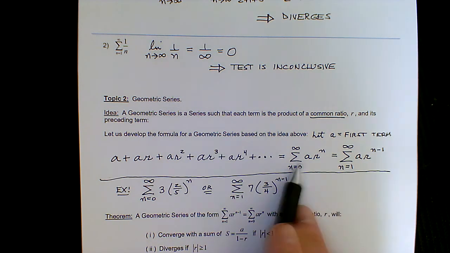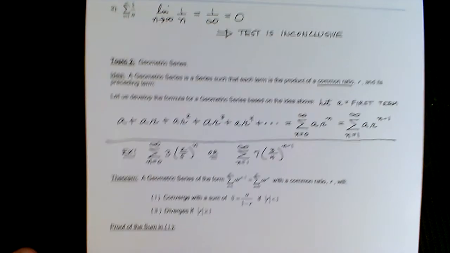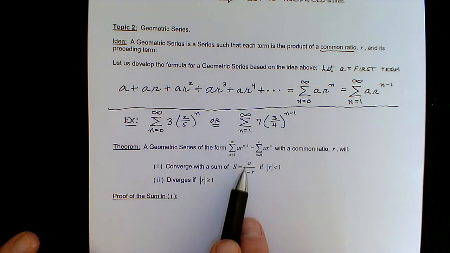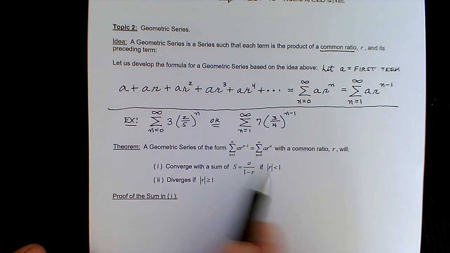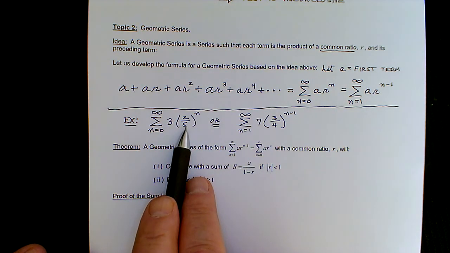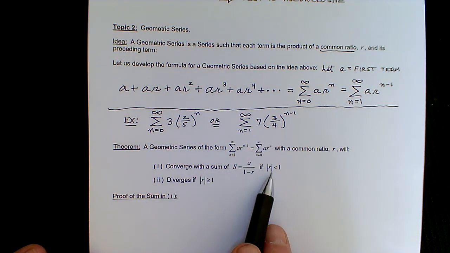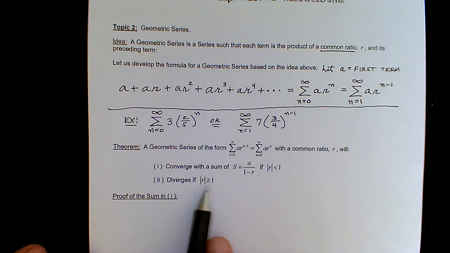Here's the theorem regarding convergence or divergence. It's basically just based on the common ratio r. You just look at what r is, and you should be able to pick that out easily. Just match it up. And if the absolute value of r is less than 1, it's going to converge, and this is actually the sum that it's going to converge to. And if the absolute value of r is greater than or equal to 1, it diverges. And that's all there is to it. So let's prove this sum formula.